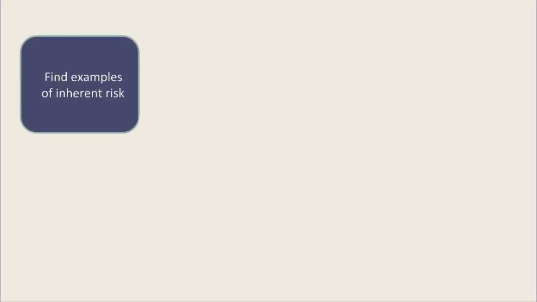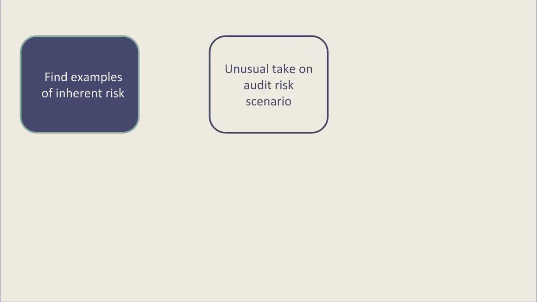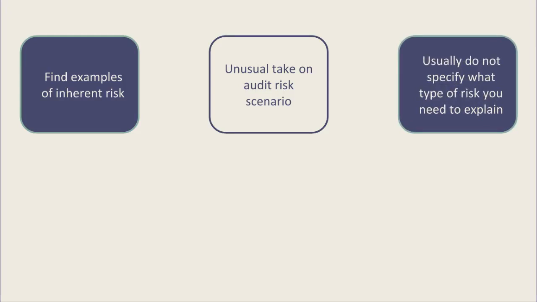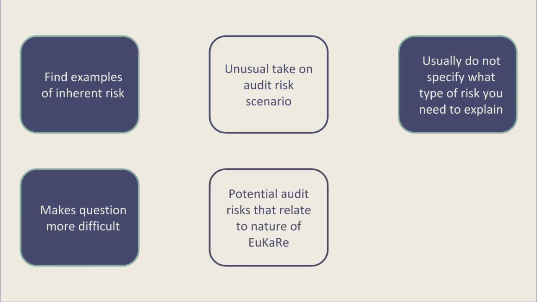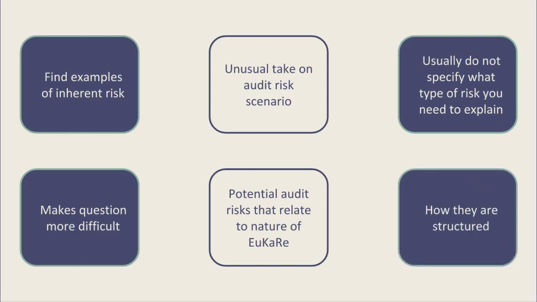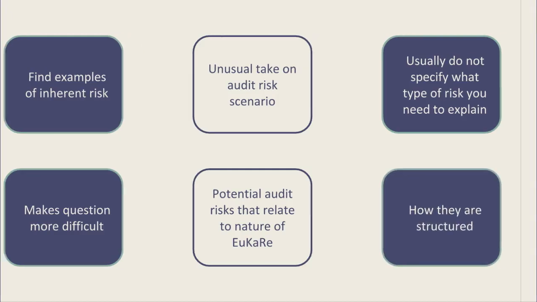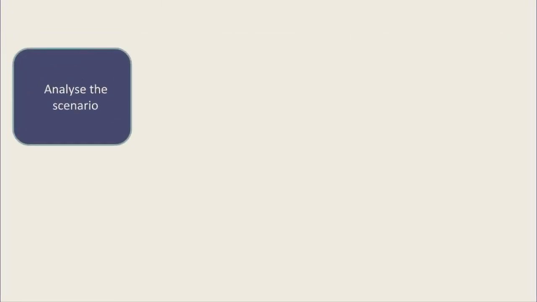We can see the requirement asks us to identify from the scenario. We must find examples of inherent risk mentioned within the text. This is an unusual take on the audit risk scenario, as at F8 they usually do not specify what type of risk you need to explain. This also makes the question more difficult, as you can only find potential audit risks that relate to the nature of EUKARE and how they are structured. Time should be taken to analyse the scenario.